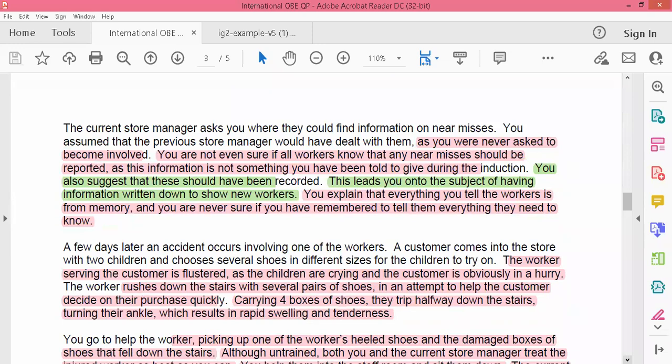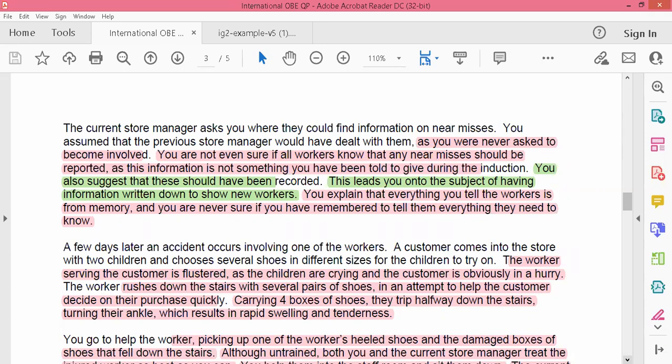The current store manager asks you where they could find information on near misses. He asked you because you told him that in the past few years there have been near misses, but he told you where the near miss information is available. You assume that the previous store manager would have dealt with them. The previous store manager dealt with the near miss, as you were never asked to become involved, therefore you don't know.